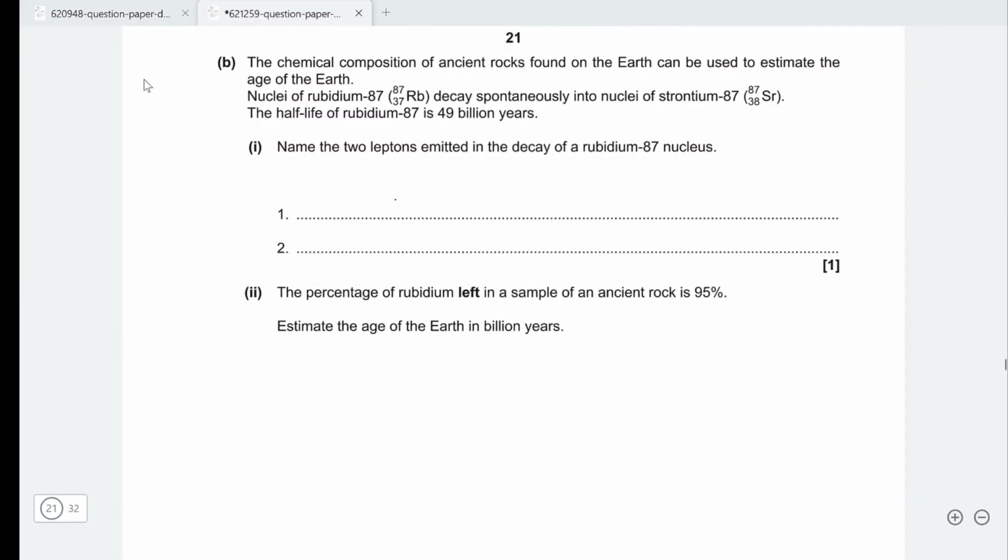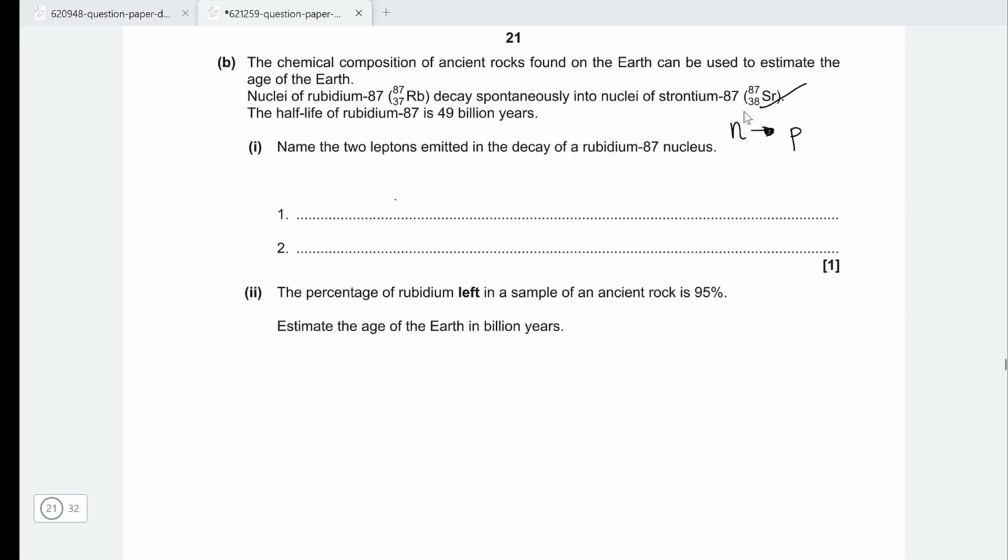So question 20, this is all about beta minus decay. The chemical composition of ancient rocks found on Earth can be used to estimate the age of the Earth. Nuclei of rubidium-87 decay spontaneously into the nuclei of strontium-87. Notice that in this nuclear decay, the nucleon number 87 remains the same. However, the proton number 37 changes to 38. If the proton number has increased while the nucleon number has remained the same, this means that a neutron would have turned into a proton.